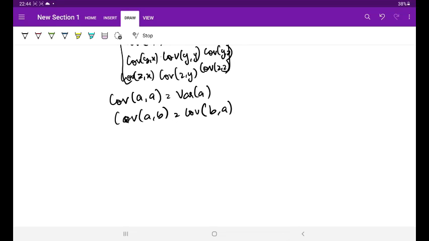The reason for doing this is that if the covariance is positive, then the two variables increase or decrease together. If it's negative, then one increases and the other one decreases. So we can identify if the variables are correlated or inversely correlated.